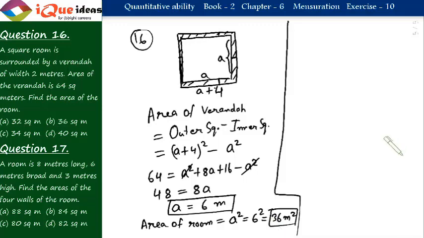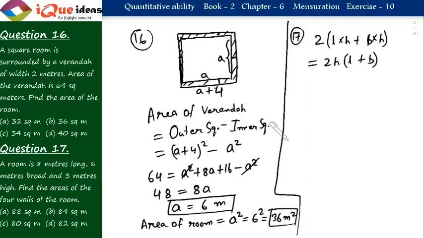Okay. Now let's take question number 17. It says a room is 8 meter long, 6 meter broad, 3 meter high. Find the areas of the 4 walls. Now when we talk about 4 walls, straight away the area of walls would be equal to 2 times L into H plus B into H. The base area, that is L into B, will not come into this, right? We only have to take the walls area. So walls area would be 2 times L into H plus B into H. If you take H common, 2H into L plus B.